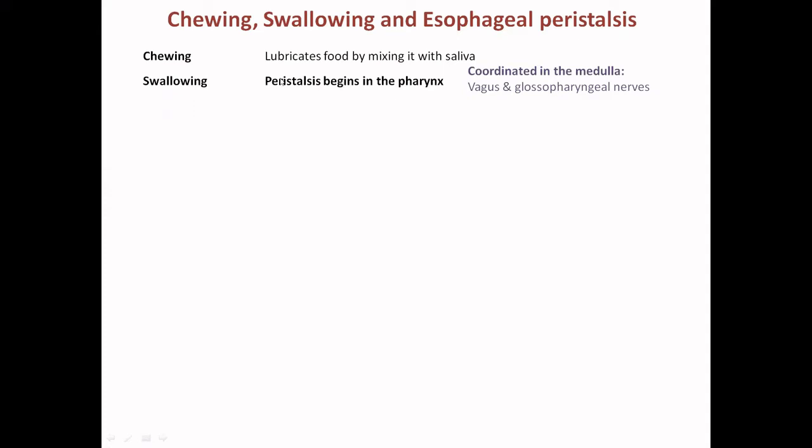So the peristalsis begins in the pharynx, and it is coordinated in the medulla, meaning whatever voluntary action is taking place in the swallowing process, and the nerve fibers that are responsible are the vagus and the glossopharyngeal nerves.